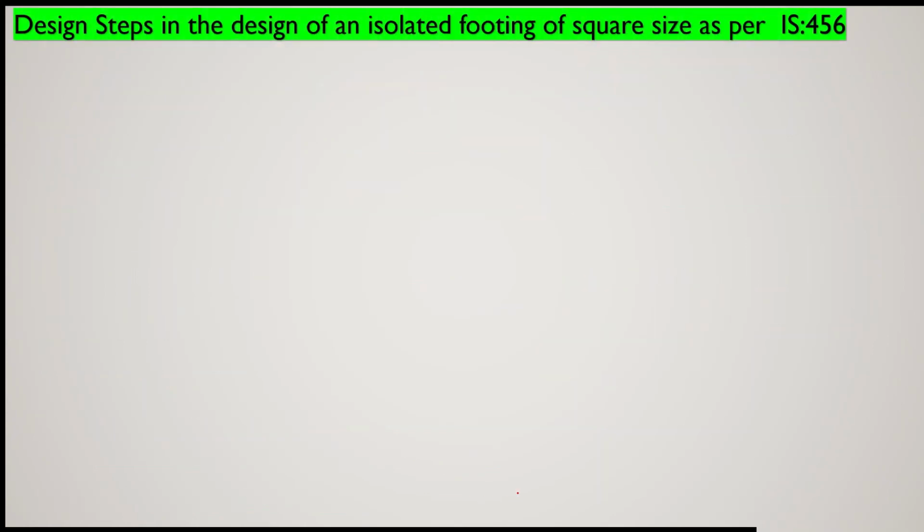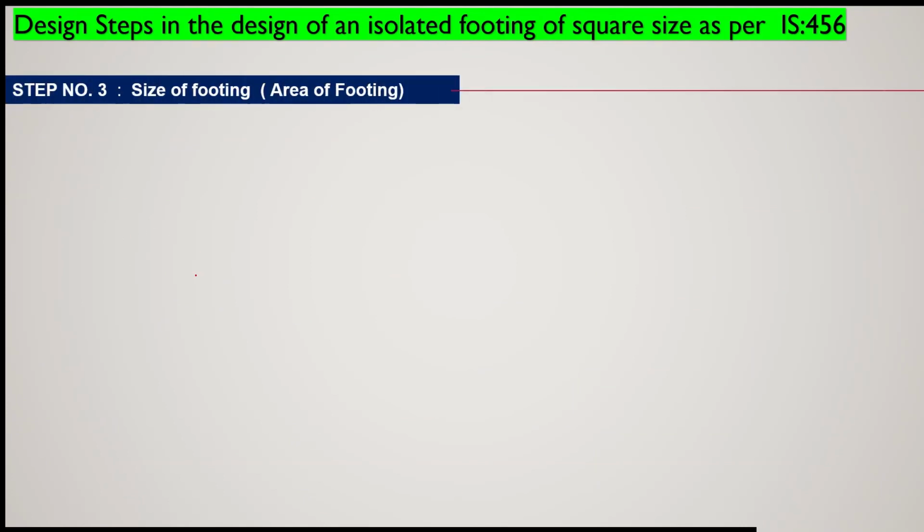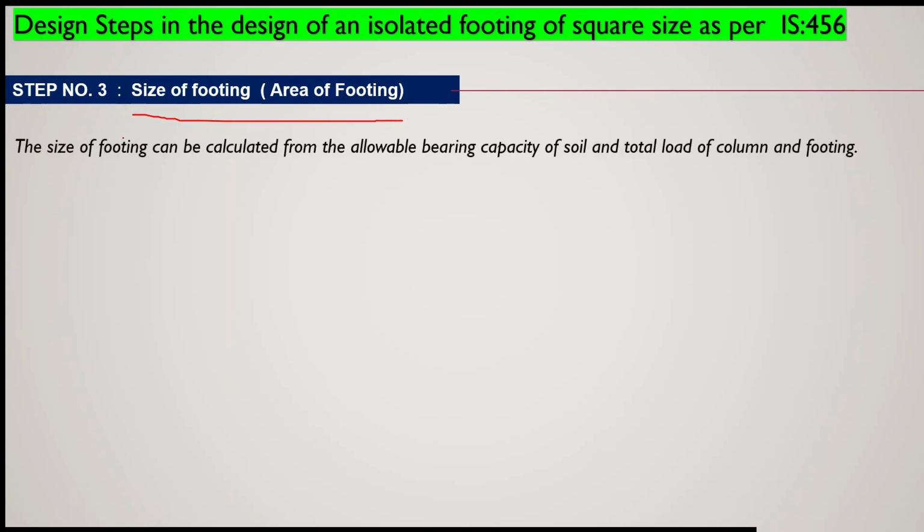Now step number 3. Here we will decide the size of the footing. That means what should be the area required of the footing so that the load from the column as well as self weight of the footing can be transferred to the soil without any type of failure. Size of footing can be calculated from the allowable bearing capacity of the soil and total load of the column as well as self weight of the footing.